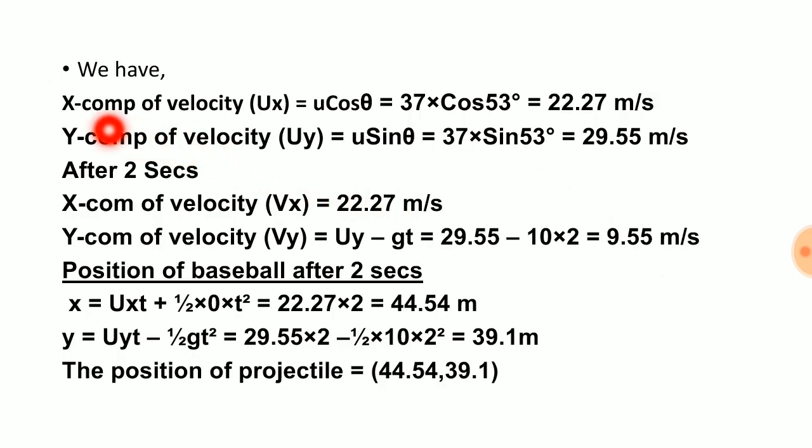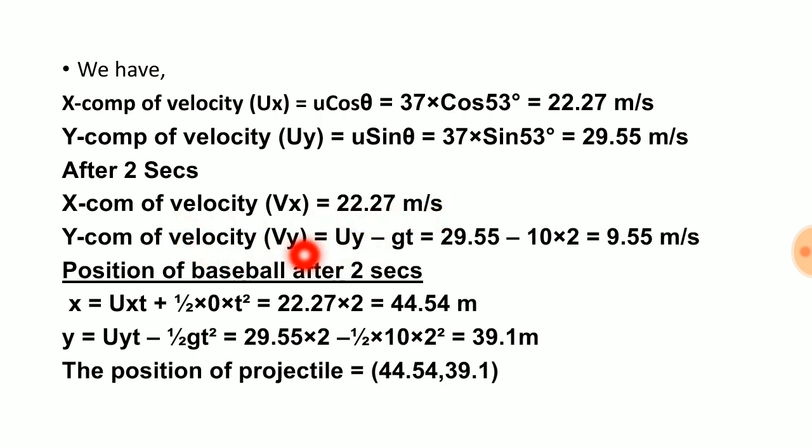The first part is the x component of velocity. This is the initial x component of velocity, that is u cos theta. u is 37, cos 53, that will give us 22.27 meter per second, and the y component of velocity is u sin theta, that will give us 29.55 meter per second. But after 2 seconds the y component of velocity changes but the x component remains as it is, because in projectile motion the x component of velocity remains the same. After 2 seconds, after 3 seconds, or whatever be the position, the x component of velocity remains the same.